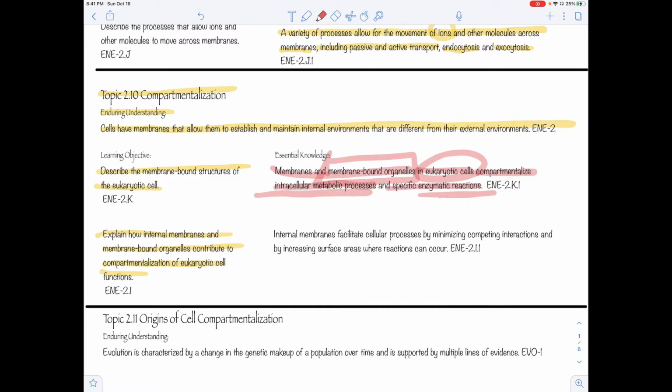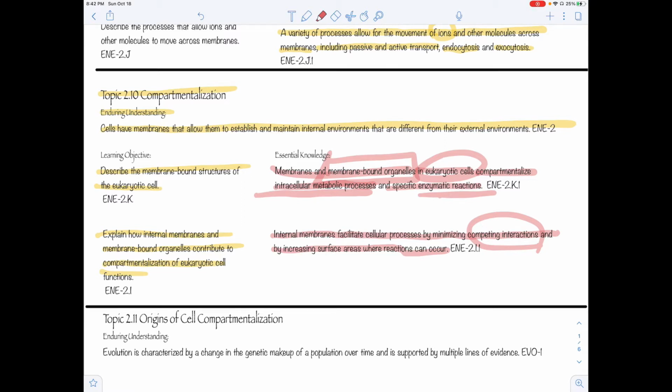The other essential knowledge that you're going to know for this topic is that internal membranes facilitate cellular processes by minimizing competing interactions and by increasing surface area where reactions can occur. So these internal membranes that we have within our cell are really helping all of our cellular processes because we're not having the same job being done by different cellular components. Okay, so each subcellular component has its own job that it's contributing to the cell. So there are no competing interactions within our cellular components.